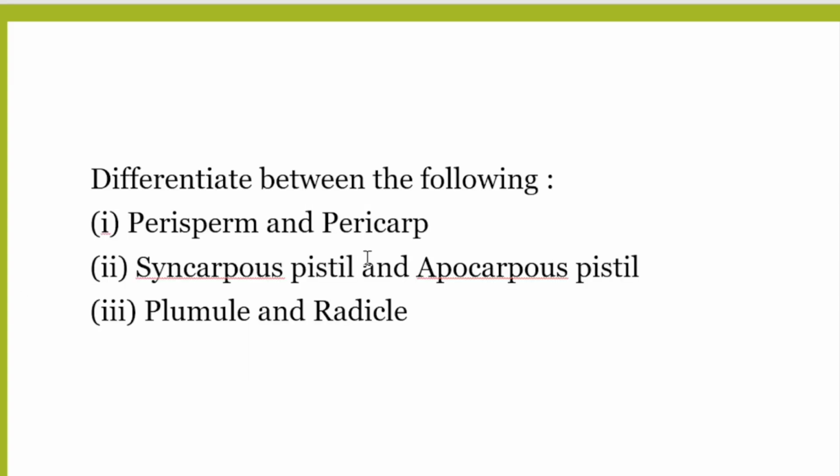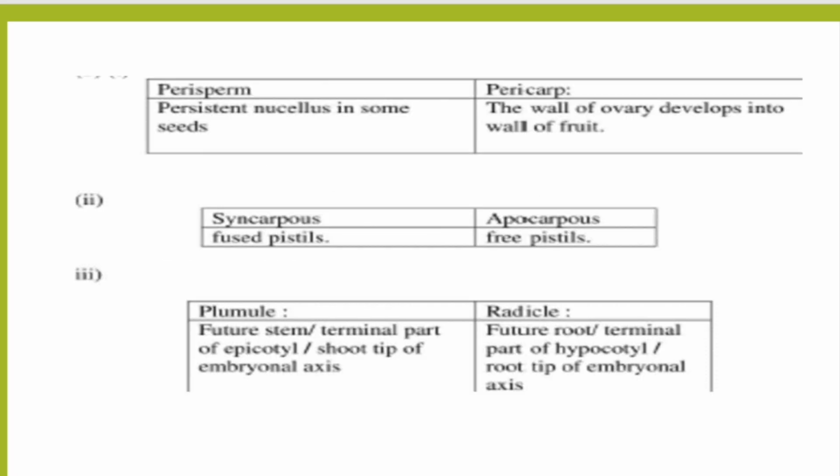So next, syncarpous pistil and apocarpous pistil. Pistil is the female reproductive part. If all the carpels are fused, then it is called syncarpous. Syn means fusion. Carpels are fused, whereas if all the carpels or pistils are free, then it is called apocarpous.